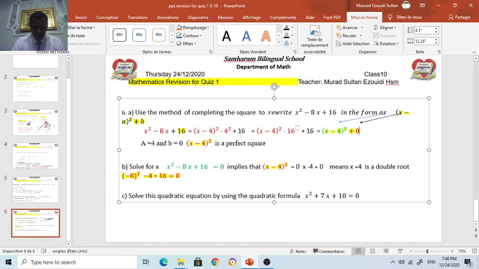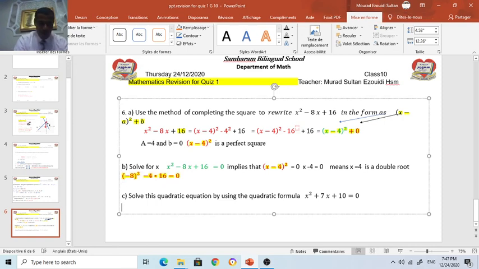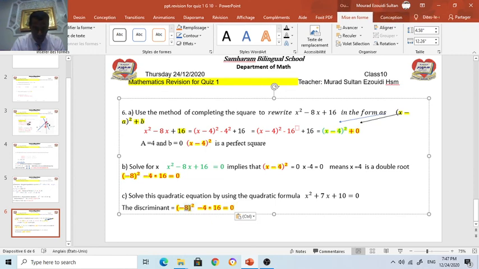Okay, then now I will use what? Who can read the question? Solve this quadratic equation using the quadratic formula. Okay, the quadratic formula. I will write my quadratic formula. So first of all, the discriminant, it's called delta, equal to b squared minus 4 times a times c. Okay, I will calculate this first.